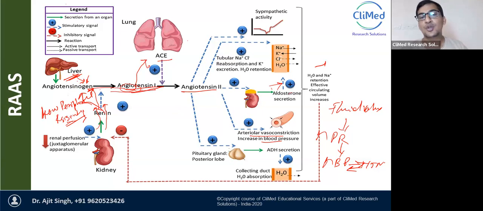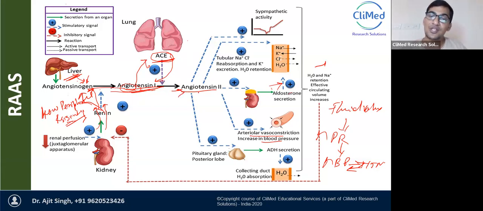Now angiotensin 1 goes to the lungs. In the lungs, when there is a raised level of angiotensin 1 or bradykinin, the lungs start secreting ACE, angiotensin converting enzyme, and angiotensin converting enzyme converts angiotensin 1 into angiotensin 2.